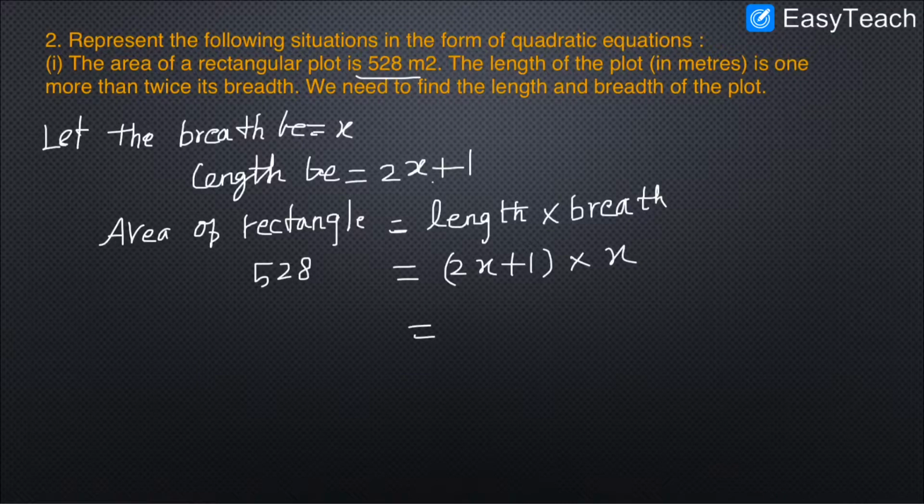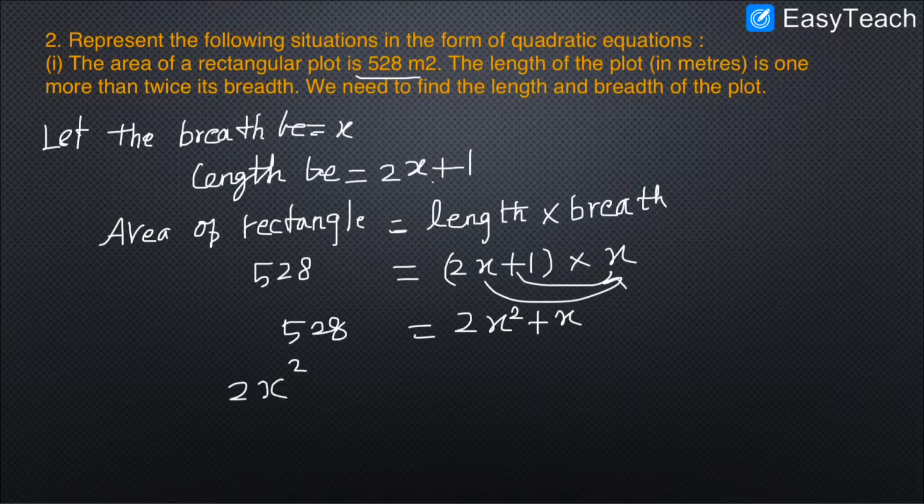So the area of the rectangle is given as 528, and the length is 2x plus 1 into x. Let's multiply inside: 2x square plus x equals 528. When we write it in the standard format of a quadratic equation, 2x square plus x minus 528 equals 0.